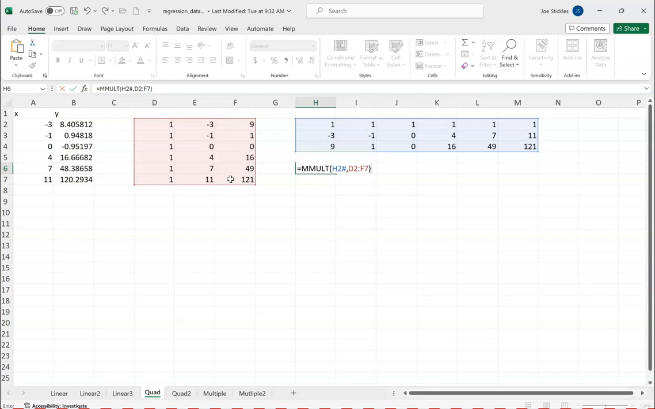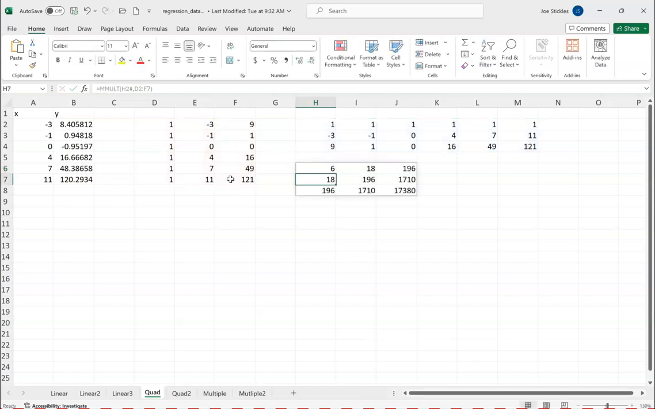What size, before I even hit enter here, what size matrix should I get? 3 by 3, right? Remember, this matrix should be square and have the same number of rows and columns as you have coefficients you're trying to find, right? So when you do X transpose times X, you should end up with a 3 by 3 in this case, okay? Which we have.